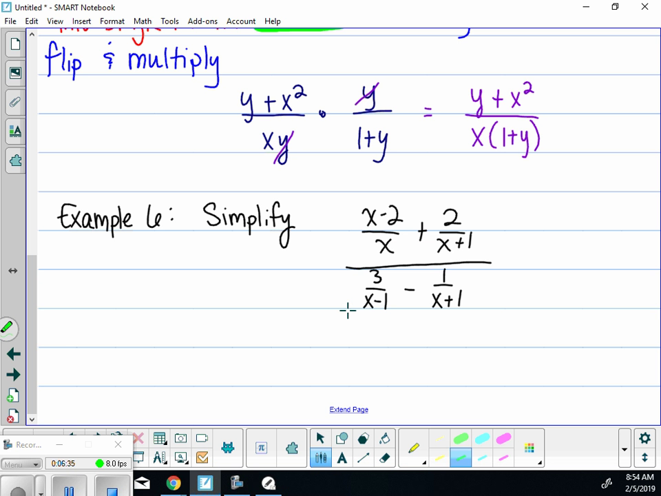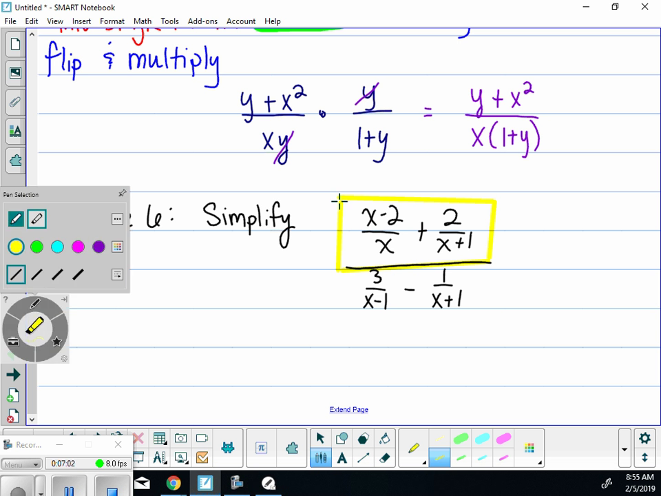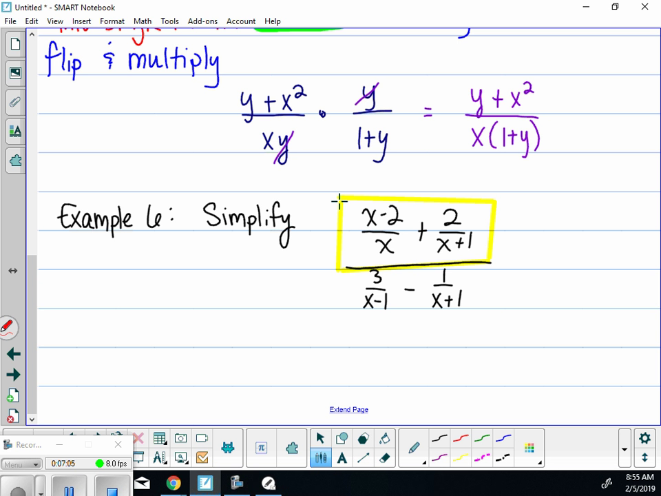So we're dealing with a complex fraction. Only look at the top. So in the numerator, we have two fractions. One of them has an x on the bottom. One of them has an x plus 1 on the bottom. So to get a common denominator, this one would need an x. And this one would need an x plus 1.